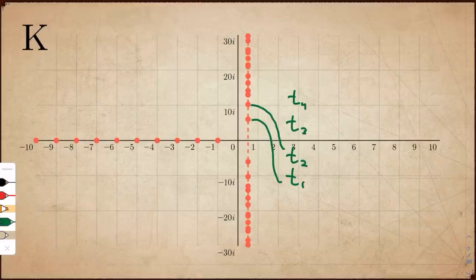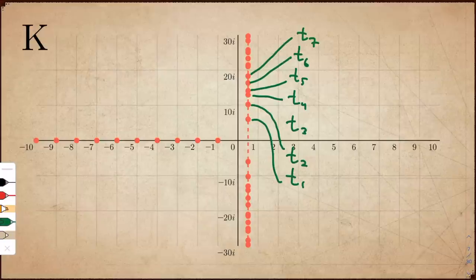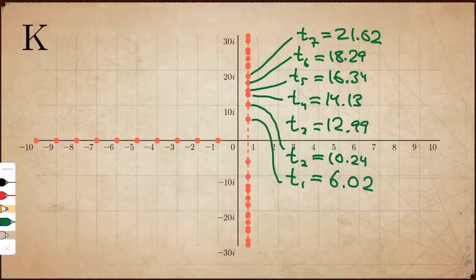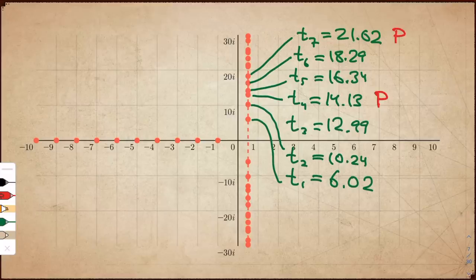Again, the non-trivial zeros seem to be on the line, but look at the spectrum. It starts out with 6.02, 10.24, 12.24, 12.99, and then 14.13, 16.34, 18.29, and 21.02. What is going on here? We have seen all of these numbers before. Some of them come from the spectrum of P, the Riemann zeta, and all the others come from the spectrum of A. In fact, it's the same for the trivial zeros.